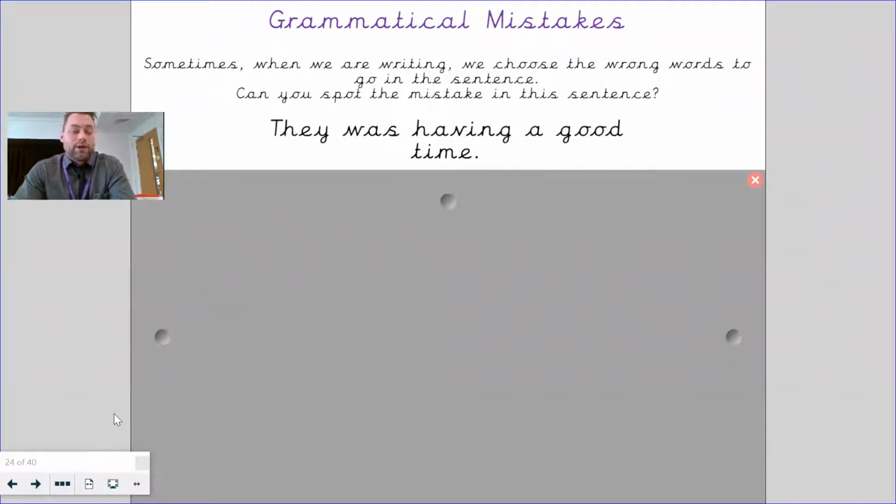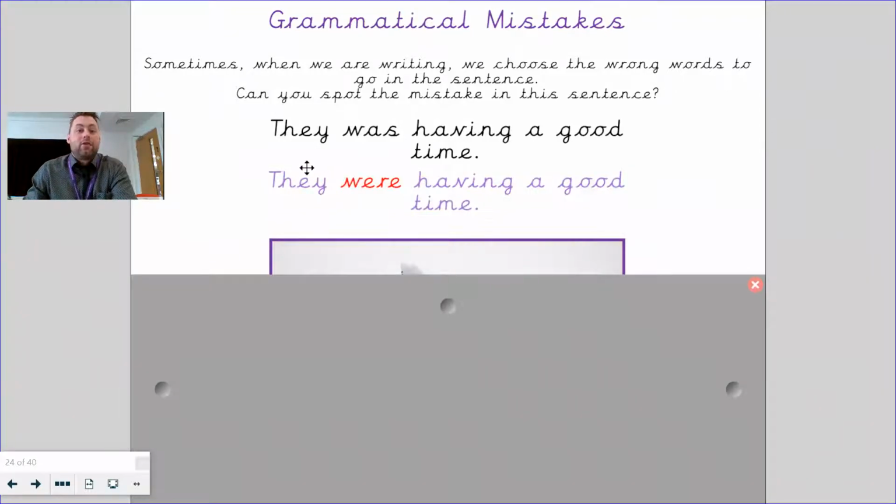Grammatical mistakes can also come into our work. When we're writing, we may choose the wrong word or the wrong tense. So let's have a look at the mistake that's been made in this sentence. They was having a good time. What is the mistake? Rewrite it, please, or just write them as the correct word.